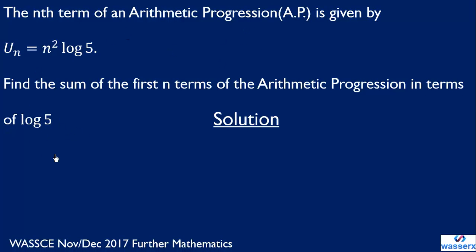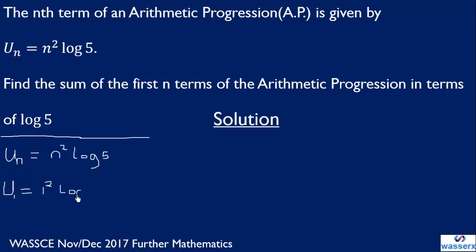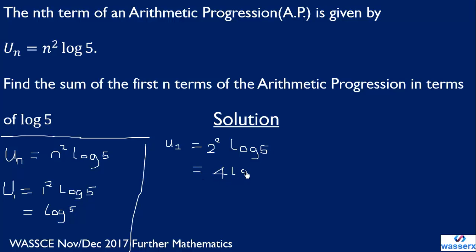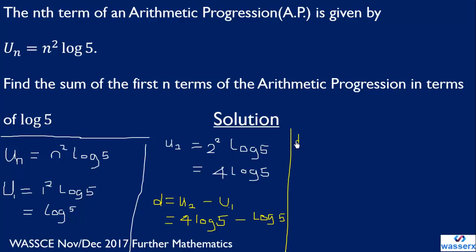Now we have this: the nth term of an AP is given by u sub n equal n squared log 5. So we are finding the sum of the first n terms in terms of log 5. So u sub 1 will be equal to 1 squared log 5, then this will give us log 5, and u sub 2, which is the second term, will give us 2 squared log 5, and this will give us 4 log 5. So we need to determine the common difference now. So the common difference, which is d, is given by the subsequent term, which is u2 minus u1. Now we have 4 log 5 minus log 5, and this will give us 3 log 5.